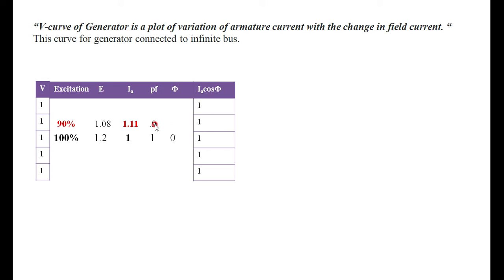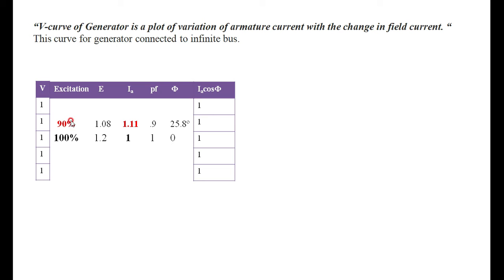If the power factor is 0.9, the corresponding angle is 25.8 degrees. What you observe here is that by decreasing the excitation, the voltage is decreased, and the power factor is going from unity to 0.9 leading. This is one example I am taking. Corresponding to 0.9, with I cos phi equal to 1, from that I am getting 1.11.